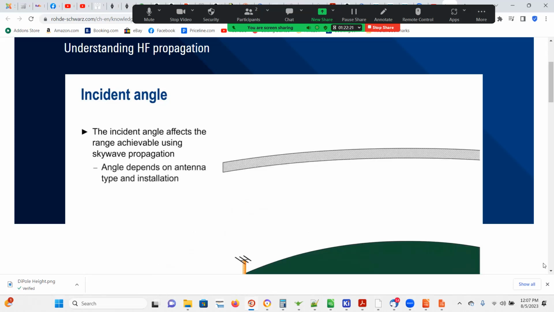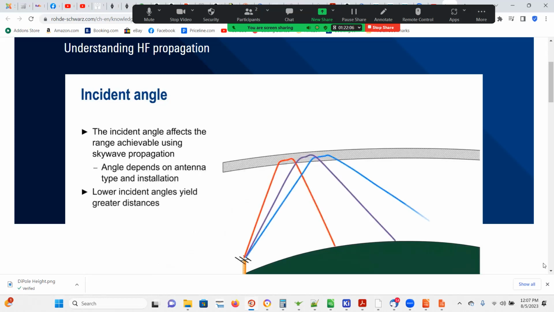The radiation angle of an antenna is primarily a function both of the type of antenna and the location at which the antenna is installed. Higher placement of an antenna usually lowers the radiation and incident angles. And generally speaking, the lower the incident angle, the greater the distance that is covered by skywave propagation. Note, however, that so-called skip zones may be created depending on radiation or incident angle. In these zones, HF signals can't be received either via skywave or via ground wave propagation.